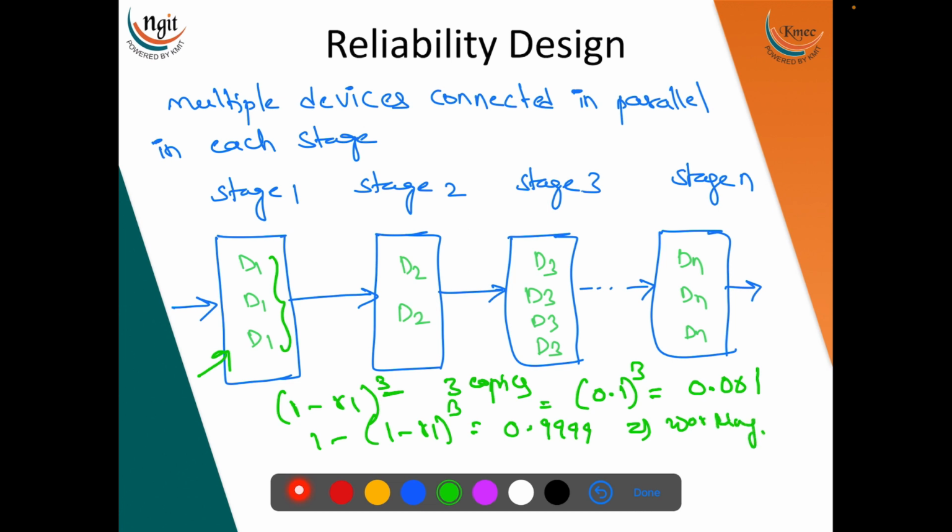So it means that if I have multiple copies of the same device, then the reliability of the entire system may increase, and we want maximum reliability. So for that I should have the extra amount with me, that extra capital, for buying multiple copies.